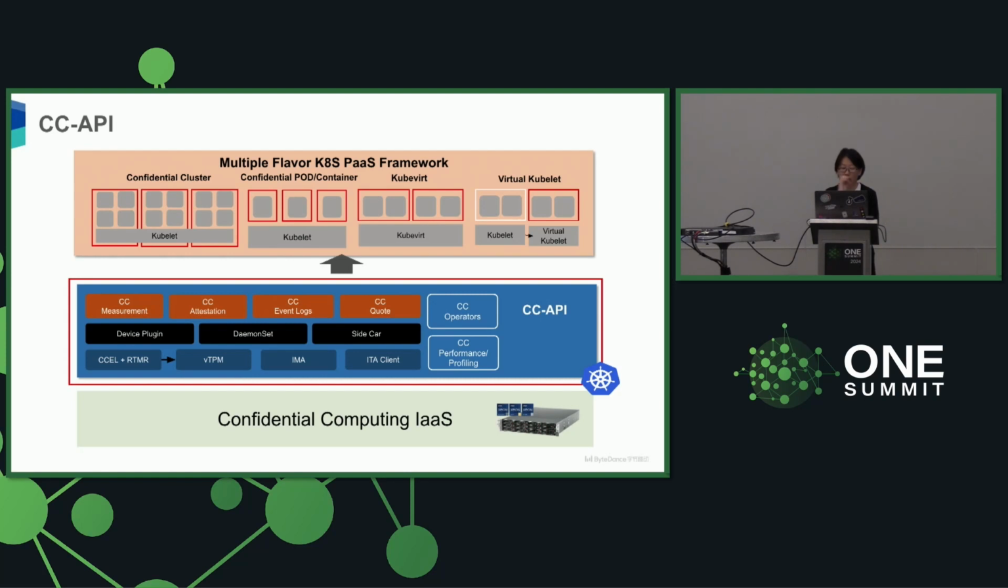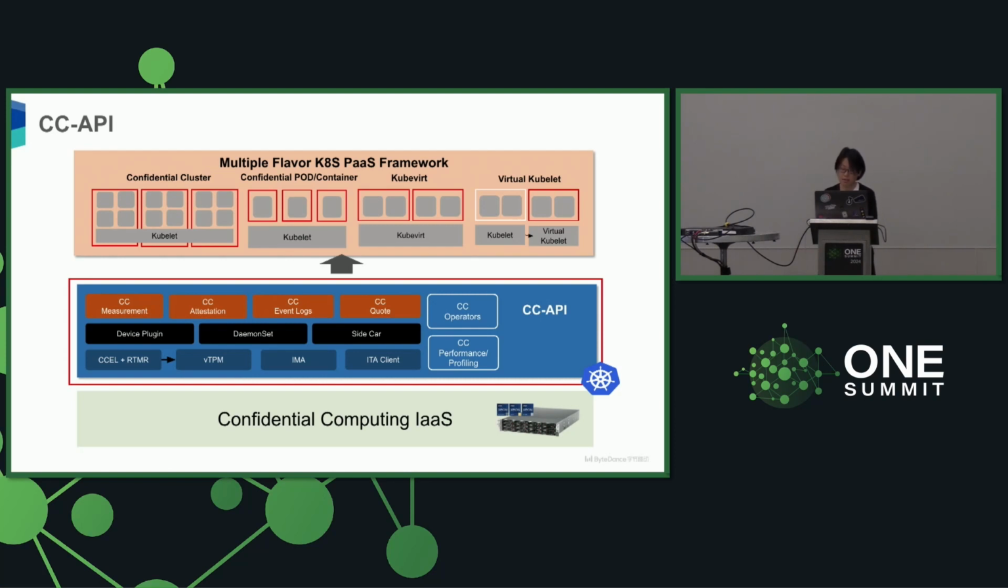So this is the overview of the CC API project. We have the interfaces, like these are the components of a CC API project. We support CC performance profiling and CC operators. In the CC performance and profiling part, we have integrated and read the logs from CCEL, RTMR, and the vTPM and send them to the IMA in the Linux kernel. And IMA will attest the device plugin, daemon set, and sidecar from there.